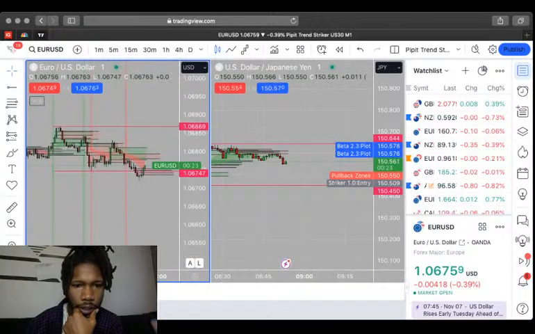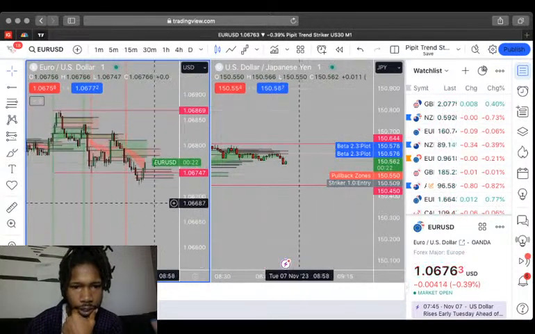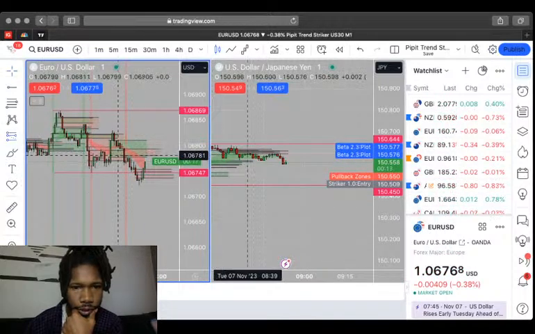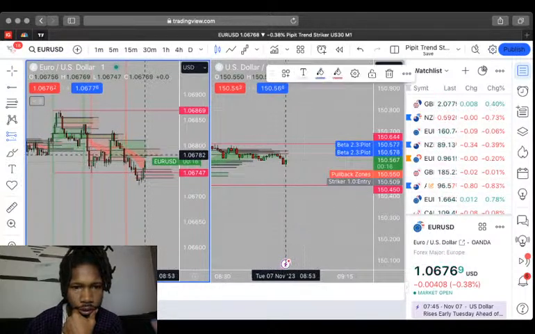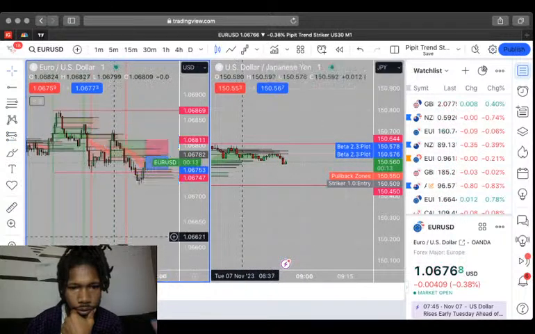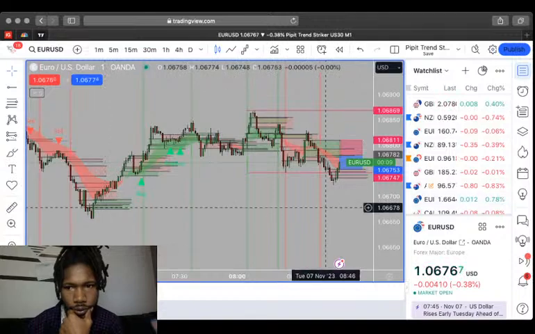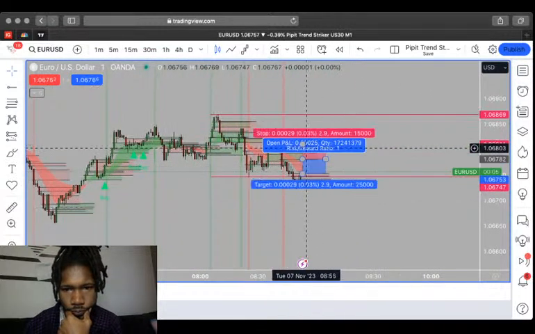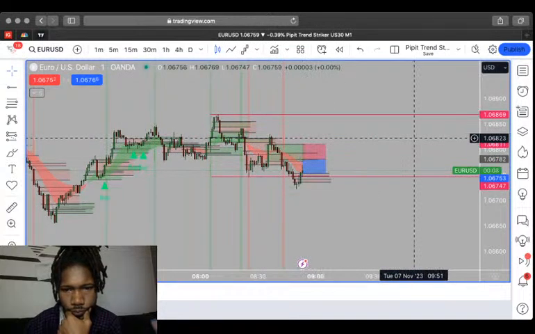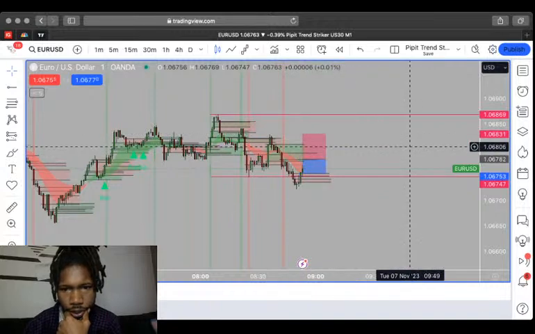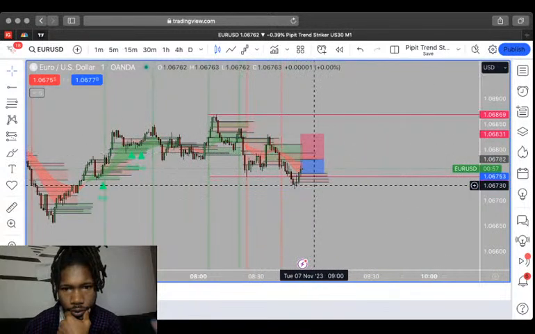EU, actually, we got a break to the downside. I like how we got this breaker structure. We're gonna enter off of this move right here. That's what we're gonna do. Just above that high. It's at 5 pips.